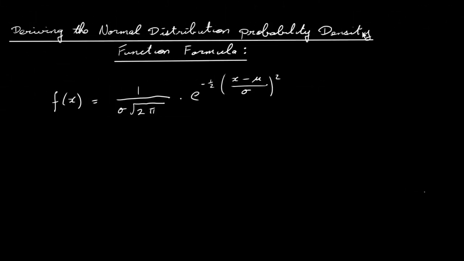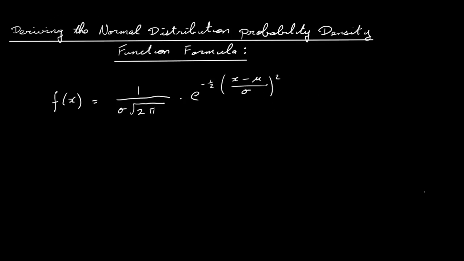Okay, so in this video I'm going to have a look at deriving the normal distribution probability density function formula. This is it here. We're calling it f of x, which is equal to 1 over sigma times the square root of 2 pi times e to the power minus a half times x minus mu over sigma all squared.